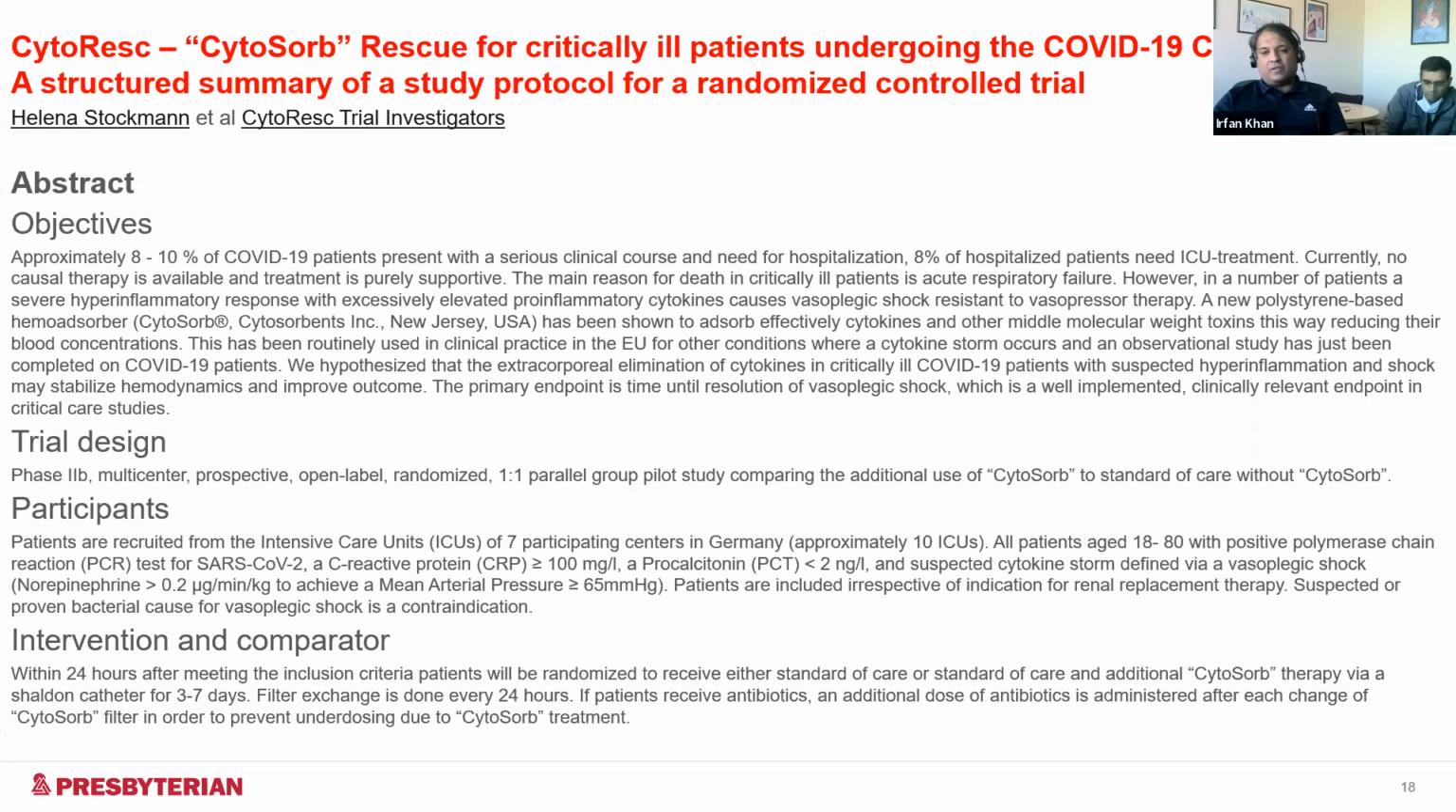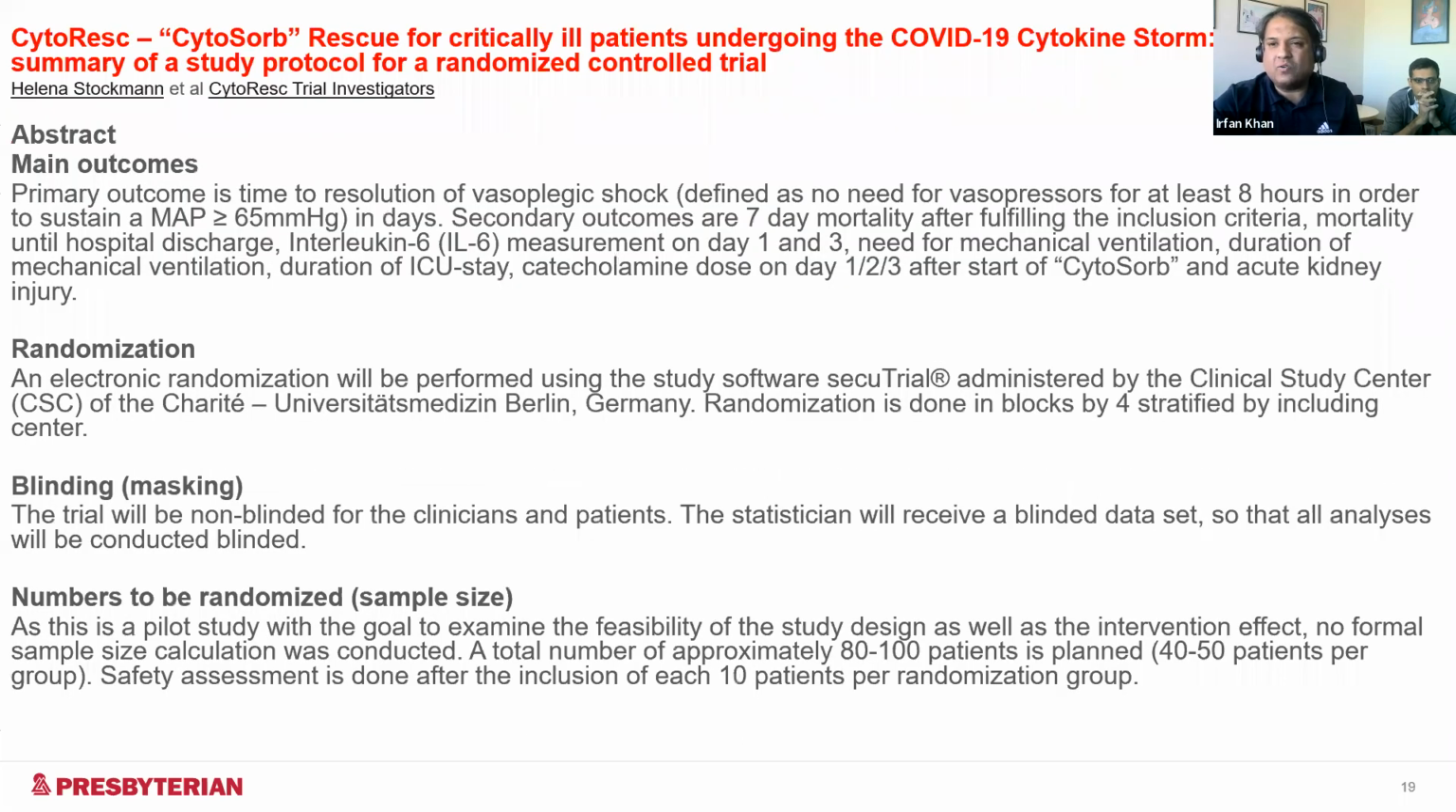So within 24 hours of meeting the inclusion criteria, patients are randomized to receive either the standard of care or standard of care and Cytosol. Basically, using a catheter for that, the exchange for the filters is done every 24 hours. The outcome that they're looking for is resolution of the shock. Secondary outcomes are mortality benefit, interleukin-6 levels, need for mechanical ventilation, duration of mechanical ventilation, et cetera.